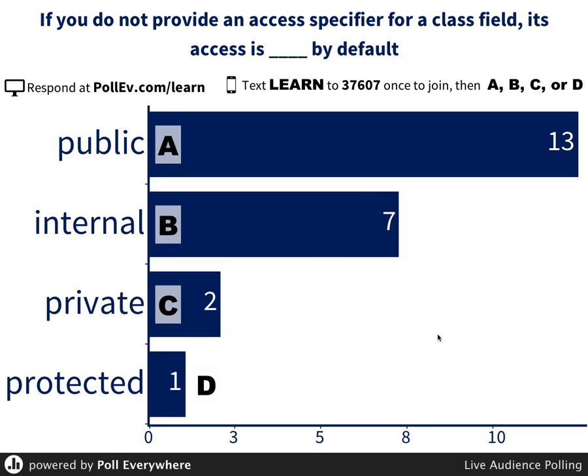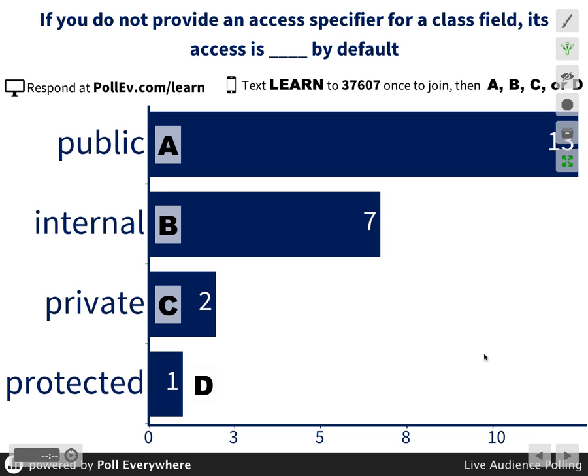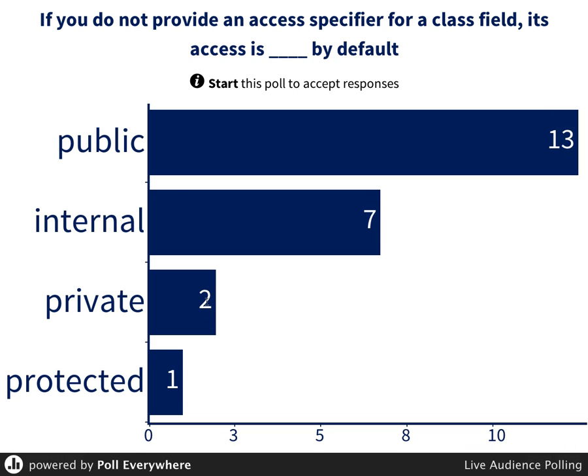So I've got 22, 23 answers so far. And you know what? The majority of you are all wrong. Oh, yeah. That's what I'm saying. It's tricky, right? I'll stop it now. The answer is private, actually. That's what it says in the book, right?